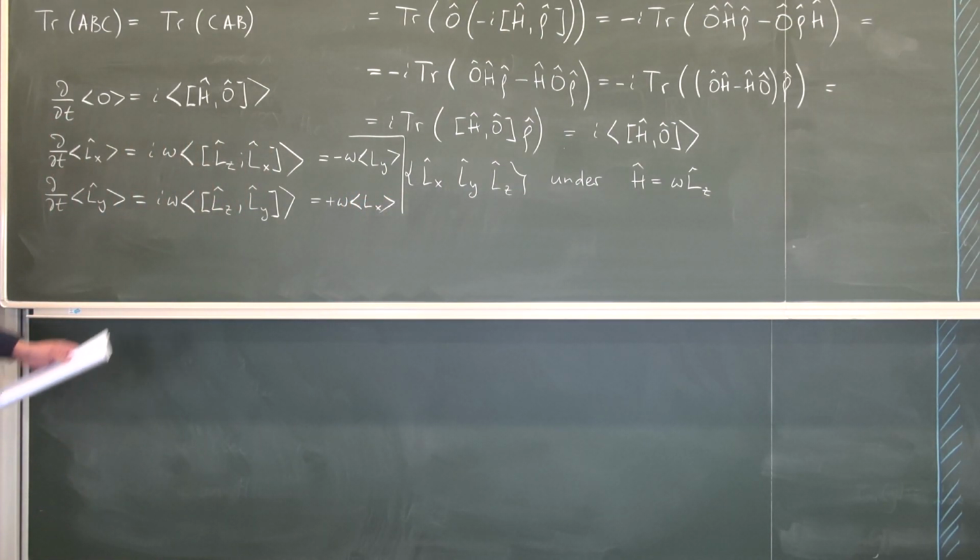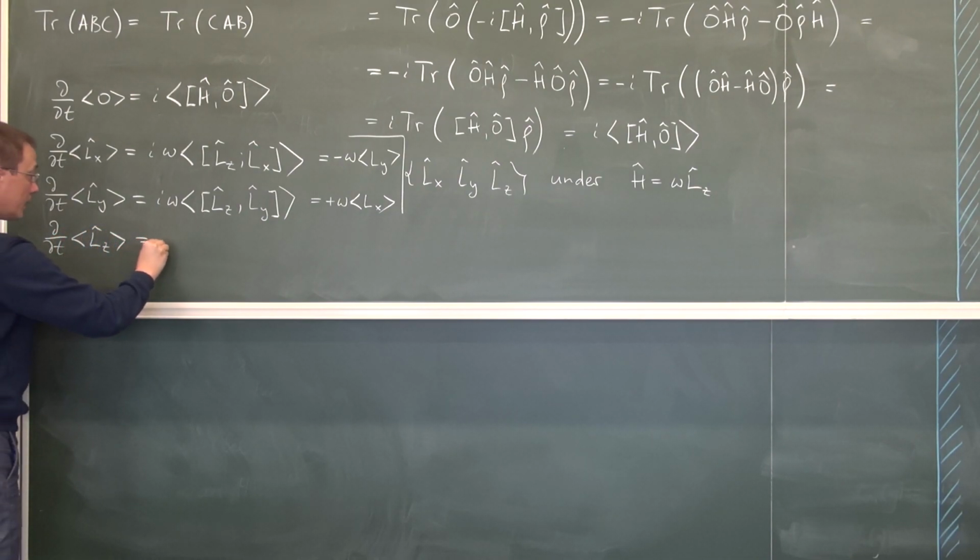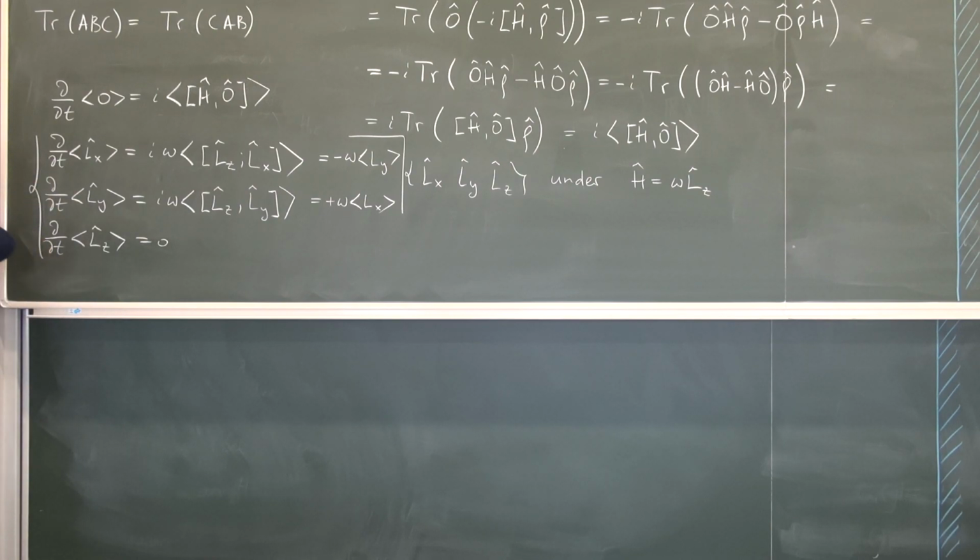And finally, Lz commutes with itself, so the commutator is 0, so we have d by dt of Lz is 0. And so when we notice that our magnetic moment is proportional to the three projections of the spin here, we do get those equations.